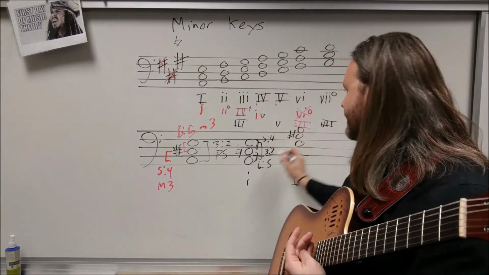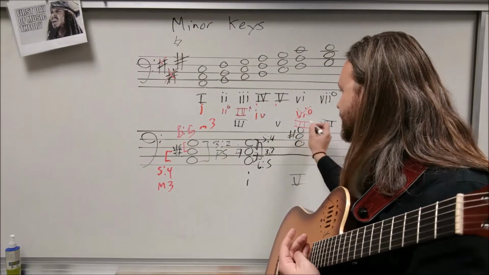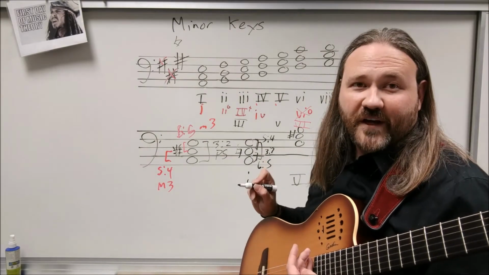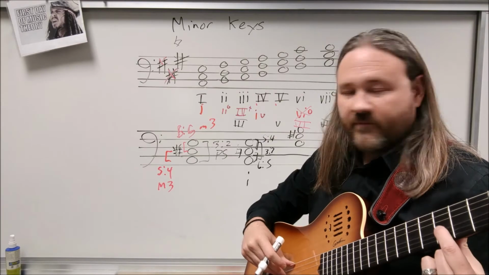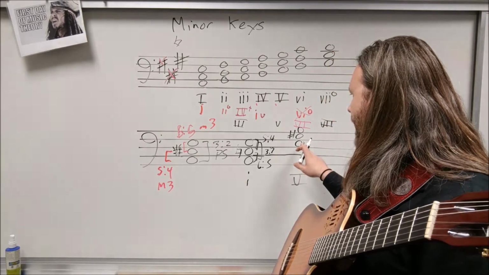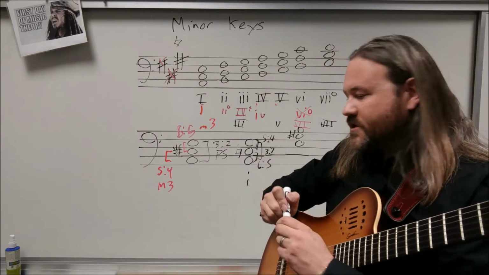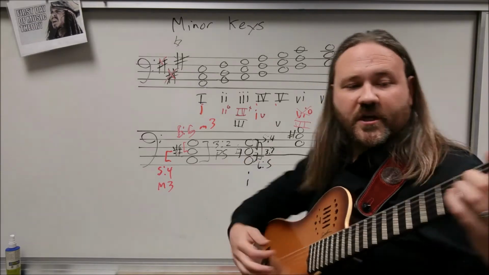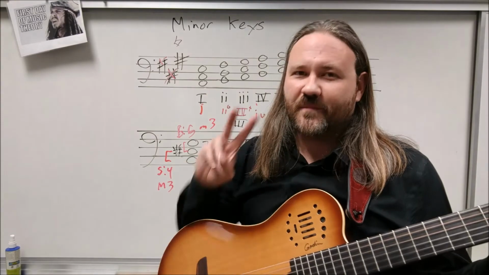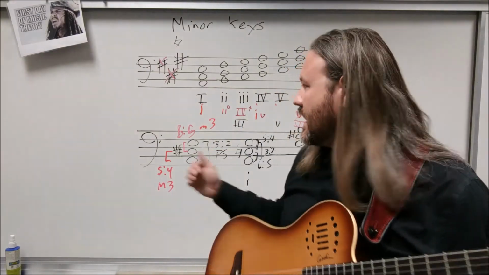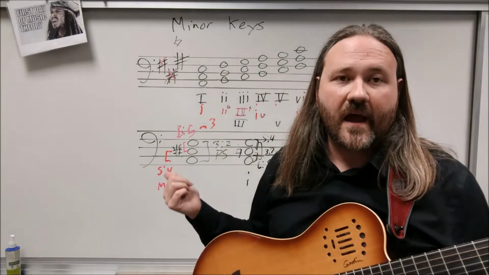So a B resolves up to a C really strongly. A G sharp resolves up to an A very, very strongly because they're right next to each other. B to C. Okay, and then we have one note that stays the same. So we end up having just as strong a resolution to the minor chord, if not a little bit stronger because of that extra half step relationship, than what we'd have normally in a major chord.